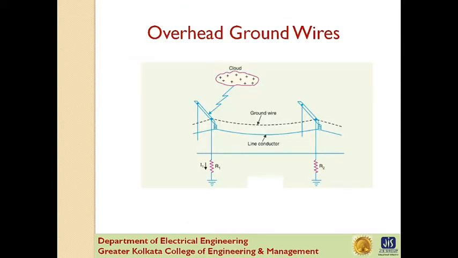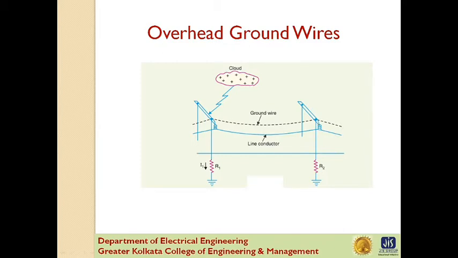Next, overhead ground wires. The most effective method of providing protection to transmission lines against direct lightning strokes is by the use of overhead ground wires. For simplicity, one ground wire and one line conductor are shown. This is the line conductor and this is the ground wire. The ground wire is placed above the line conductor. The ground wires are placed above the line conductors at such a position that practically all the lightning strokes are intercepted by them. The ground wires are grounded at each tower or pole through as low a resistance as possible.